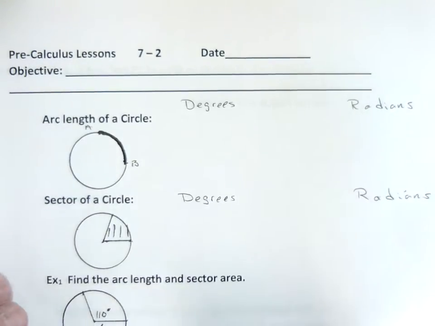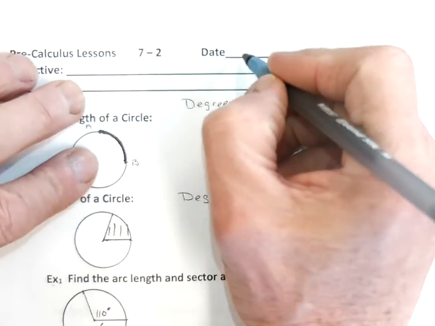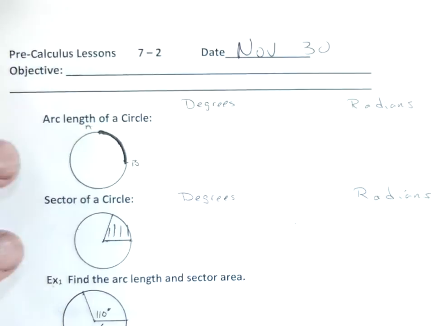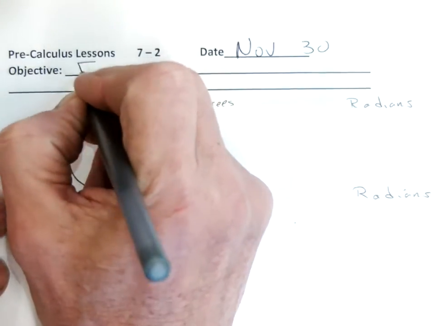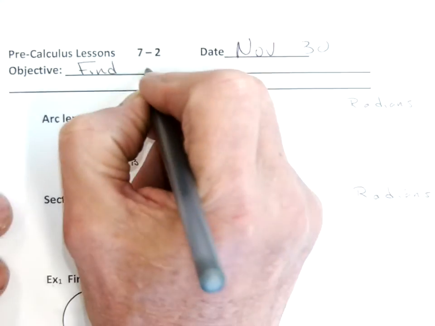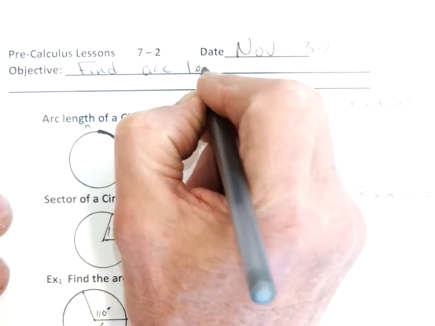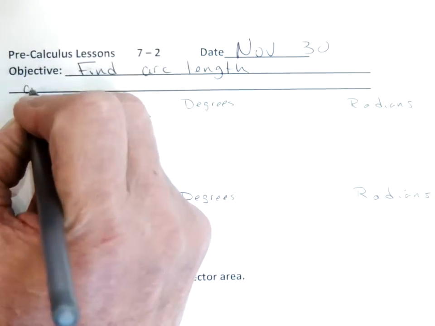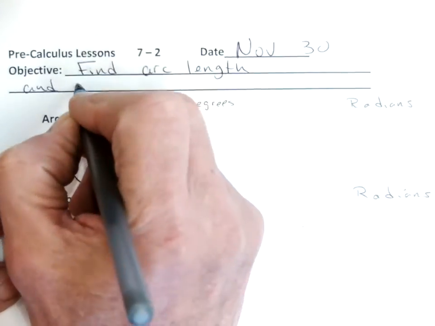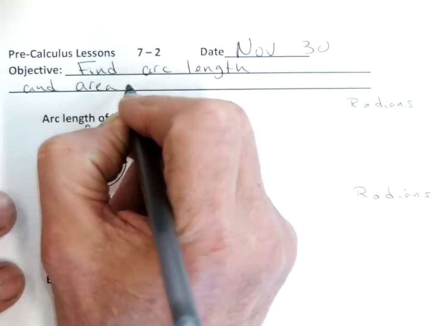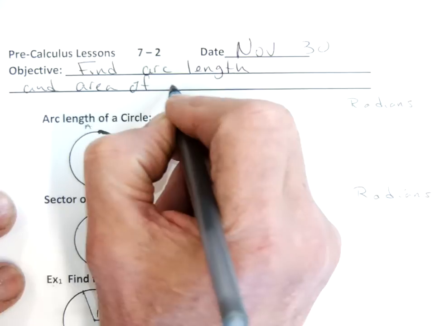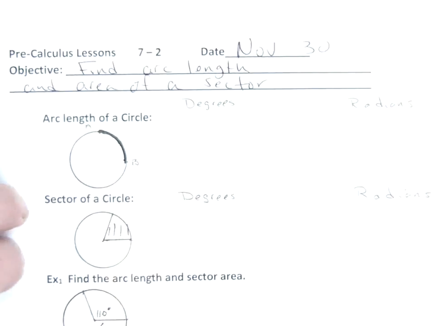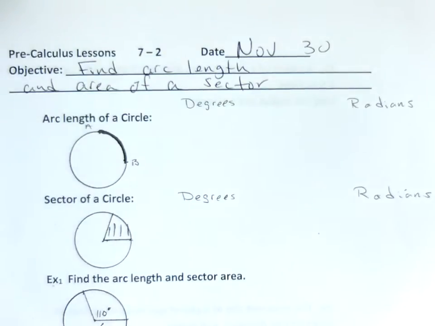Okay, here we go. So today's date, let's see, November 30. Our objective today really is to find arc length and area of a sector, okay? And I kind of drew some pictures.